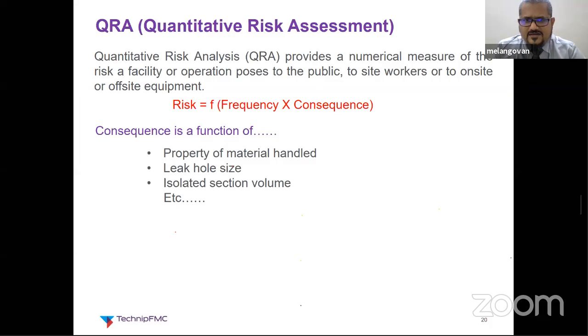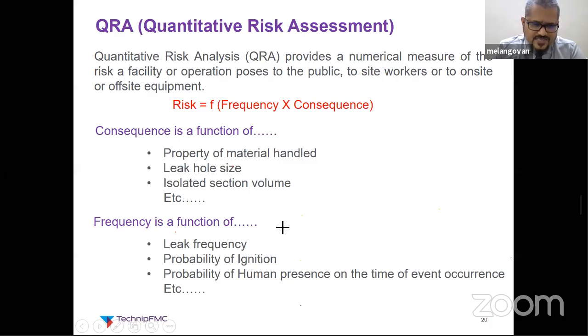If you recall, at the starting of the webinar, I mentioned that if the tank is 100 liters capacity, the consequence will be less. If it is a 1000 liter capacity, that is, the isolated section volume is high, the consequence will be severe. So again, consequence is a function of all these things. I have listed a few things; likewise, a number of things are there.